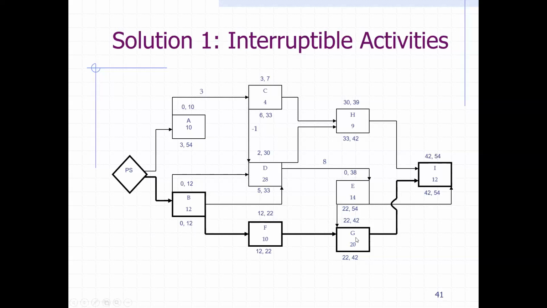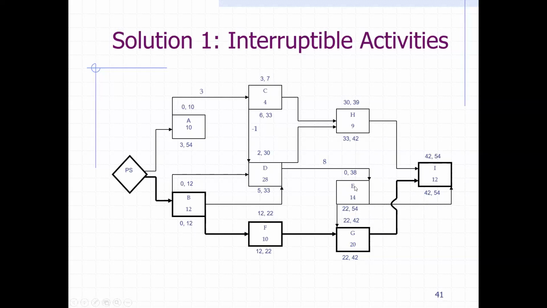Then we have G here, and the starting day of G, it's 22, which is the late start. And so that's E. And for G, yeah, we have the duration of 20, so it's 42. Then for I, it takes the largest, 42. It's either 39 or 42. We take the 42, that's the forward, then the backward is 54, 42, right?